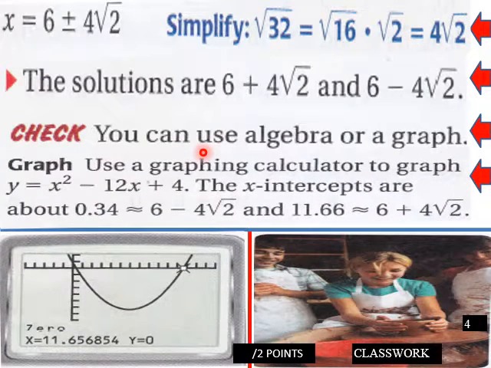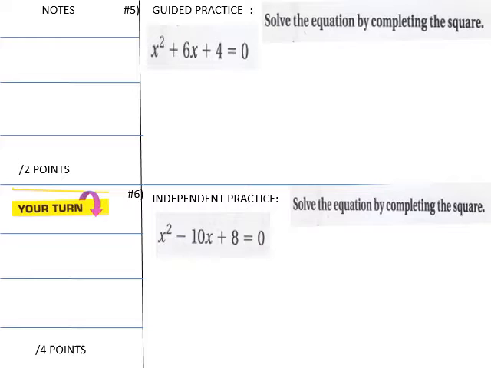Check: you can use algebra or a graph. You can use a graphing calculator. This is the graph of this quadratic, and here are your solutions. We have one solution here and then one over here. So 0.34 will be 6 minus 4 times the square root of 2, and then 6 plus 4 times the square root of 2 would be 11.66. So it checks on a graphing calculator.